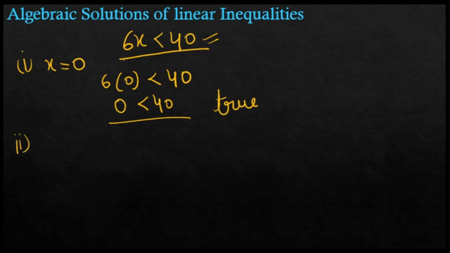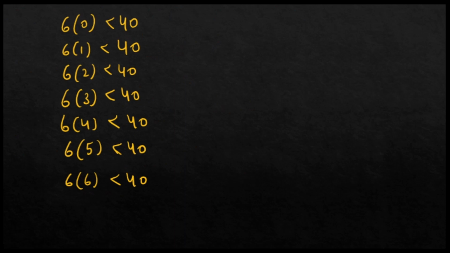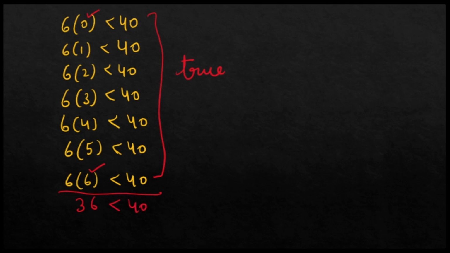Let's consider another value, x equal to 1. Putting this value in place of x we get 6 smaller than 40, which is also true. By this process we get a list of values that satisfy the statement. By assigning values from 0 to 6 to x, we get all these statements true, and you can see that 36 in the last expression is smaller than 40. So all these statements, if you check, are true.